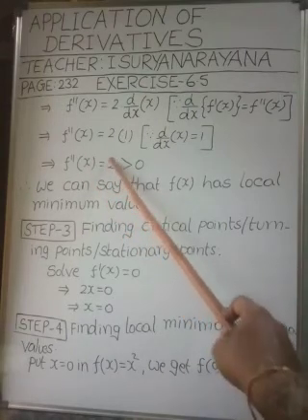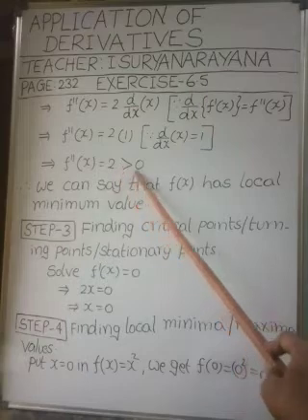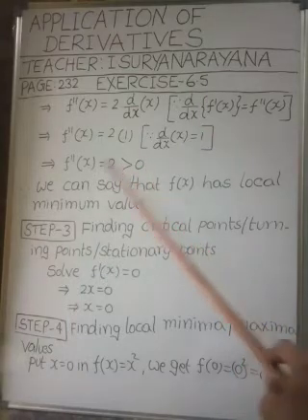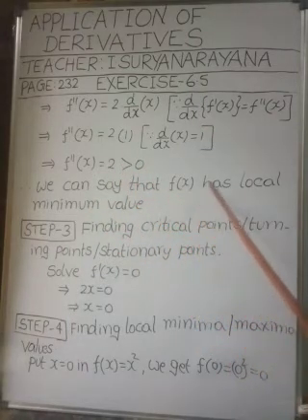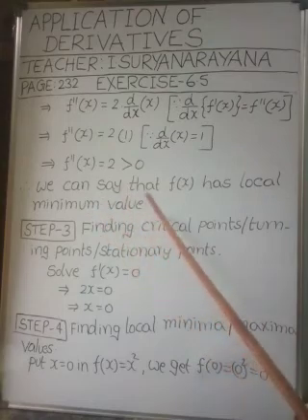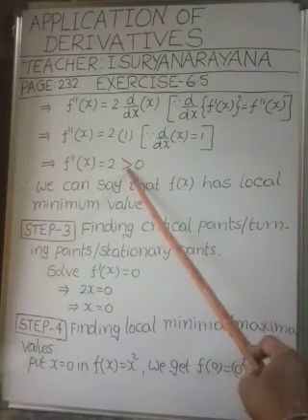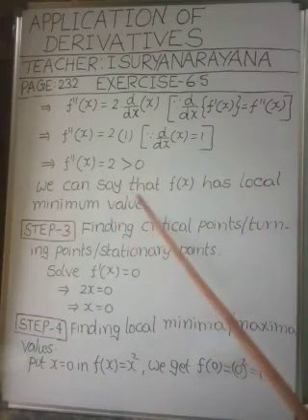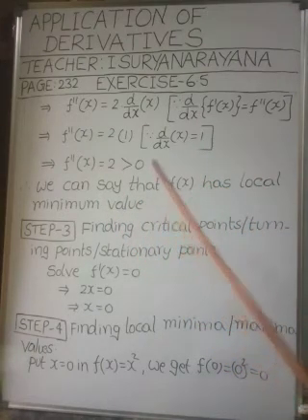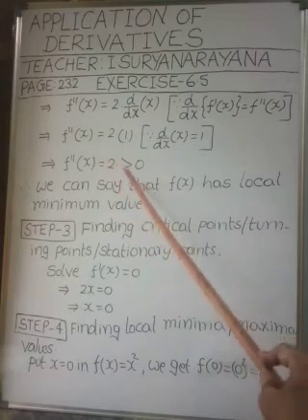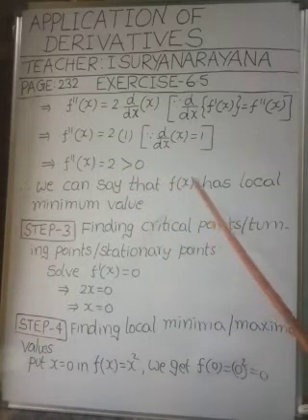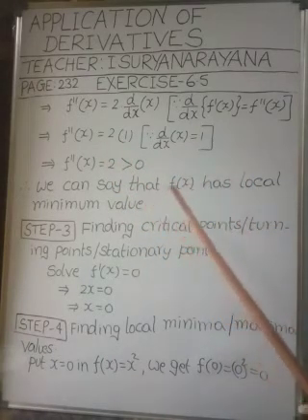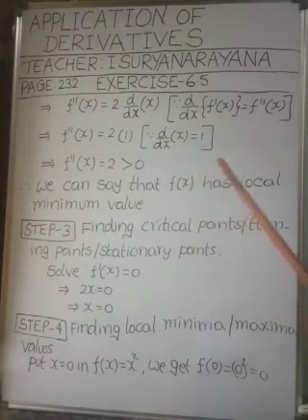It is a positive real number, meaning it is greater than 0. Then we can say that f of x has a local minimum value. If we get f double dash of x greater than 0, we say that f of x has a local minimum value. On the other hand, if f double dash of x is less than 0, we say that f of x has a local maximum value. Understood this difference, my children?